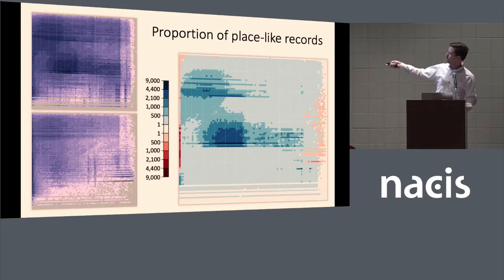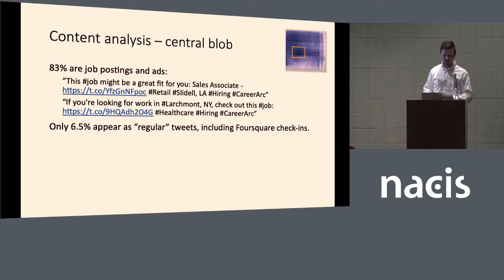Now I can't hide the elephant in the room anymore. That's the biggest blob on this chart, the central blob. So let's actually get on with it and see what's in there. I'm not going to make a map. Map looks similar to that. We're going to do another very affordable way of data analysis. We're going to read the tweets. We read 1,000 randomly selected for the central blob. It's highlighted up there. 83% of those are job postings and ads.